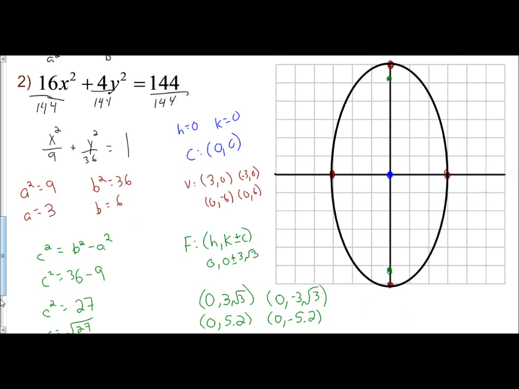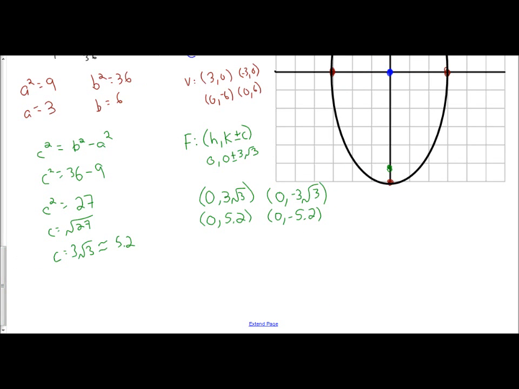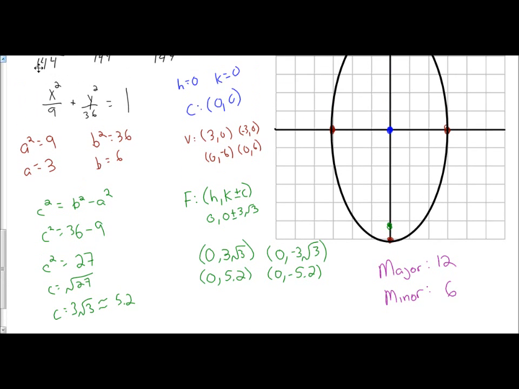Now, if I want to identify the length of my major and the length of my minor axes, that's where my A and B values come in. Here, your major axis is vertical, so you do twice your B value. So twice 6 is 12. Your minor axis is horizontal, so you do twice your A value. So twice 3 is 6. And so now I know all of my parts. I know my center, the coordinates of my vertices, the coordinates of my foci, the length of the major and minor axes, and I was able to sketch the graph.